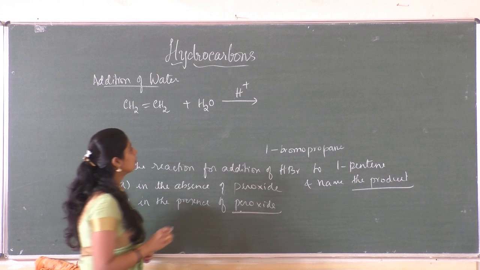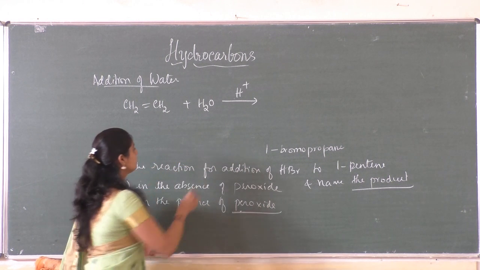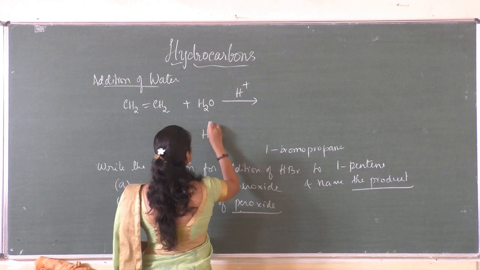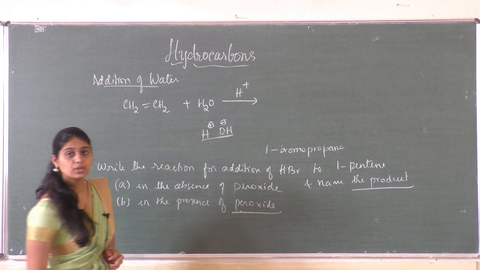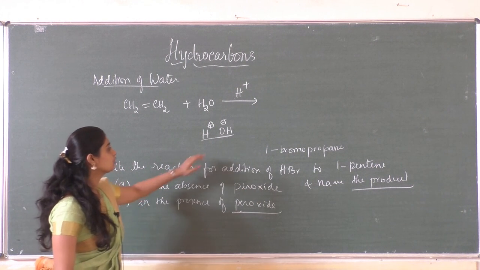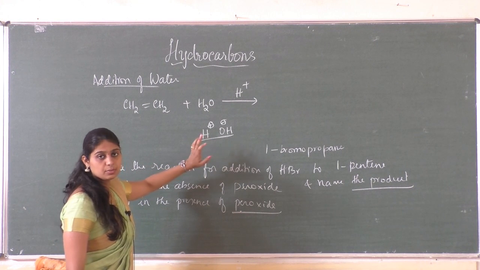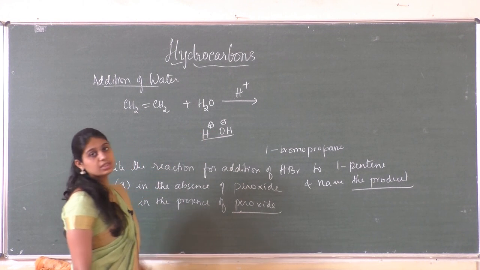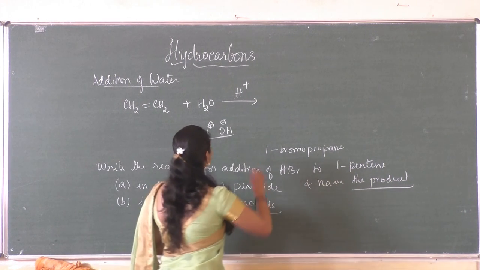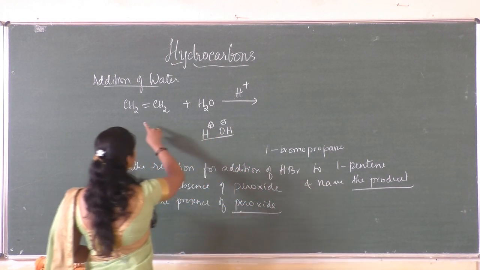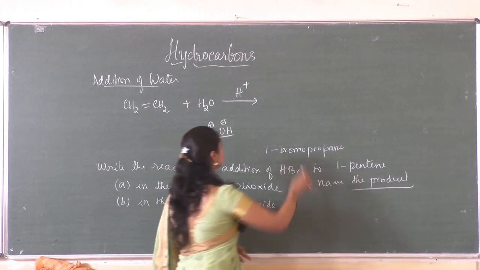So what happens is, in the presence of acid, the water molecules undergo ionization so as to form H plus and OH minus ions. So we know that whenever the reagent is unsymmetrical, so we have the negative and the positive part, and the addition takes place according to Markovnikov's rule. Therefore, whenever a water molecule is added to an alkene, we'll end up forming alcohols as the final product.